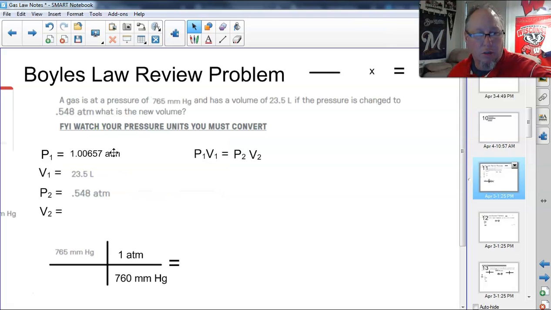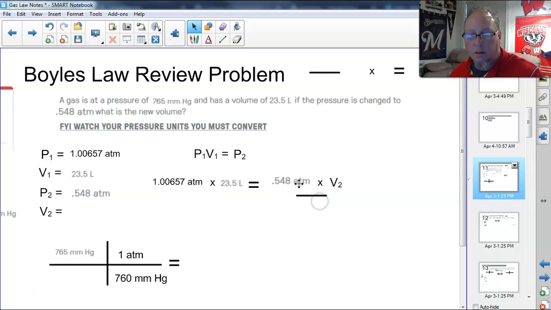So I'm going to take my pressure 1 times my volume 1, and that's going to be equal to my pressure 2, 0.548, times V2, which is what I don't know. That's the thing I'm actually looking for in the problem. So I need to figure out V2. Right now the V2 is stuck with the 0.548.